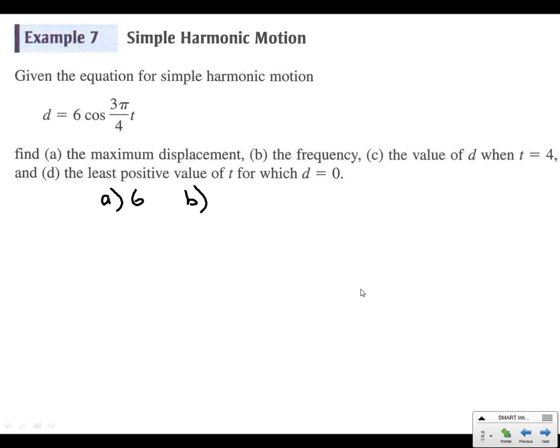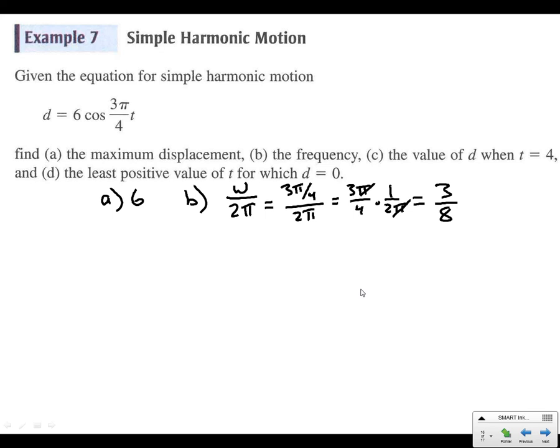To find the frequency, first we would do the period and flip it over. So frequency, instead of 2 pi over omega, is omega over 2 pi. In this case, omega is 3 pi over 4 over 2 pi. And so that's 3 pi over 4 times 1 over 2 pi. And let's cancel some pi's, and we'll get 3/8 for our frequency.